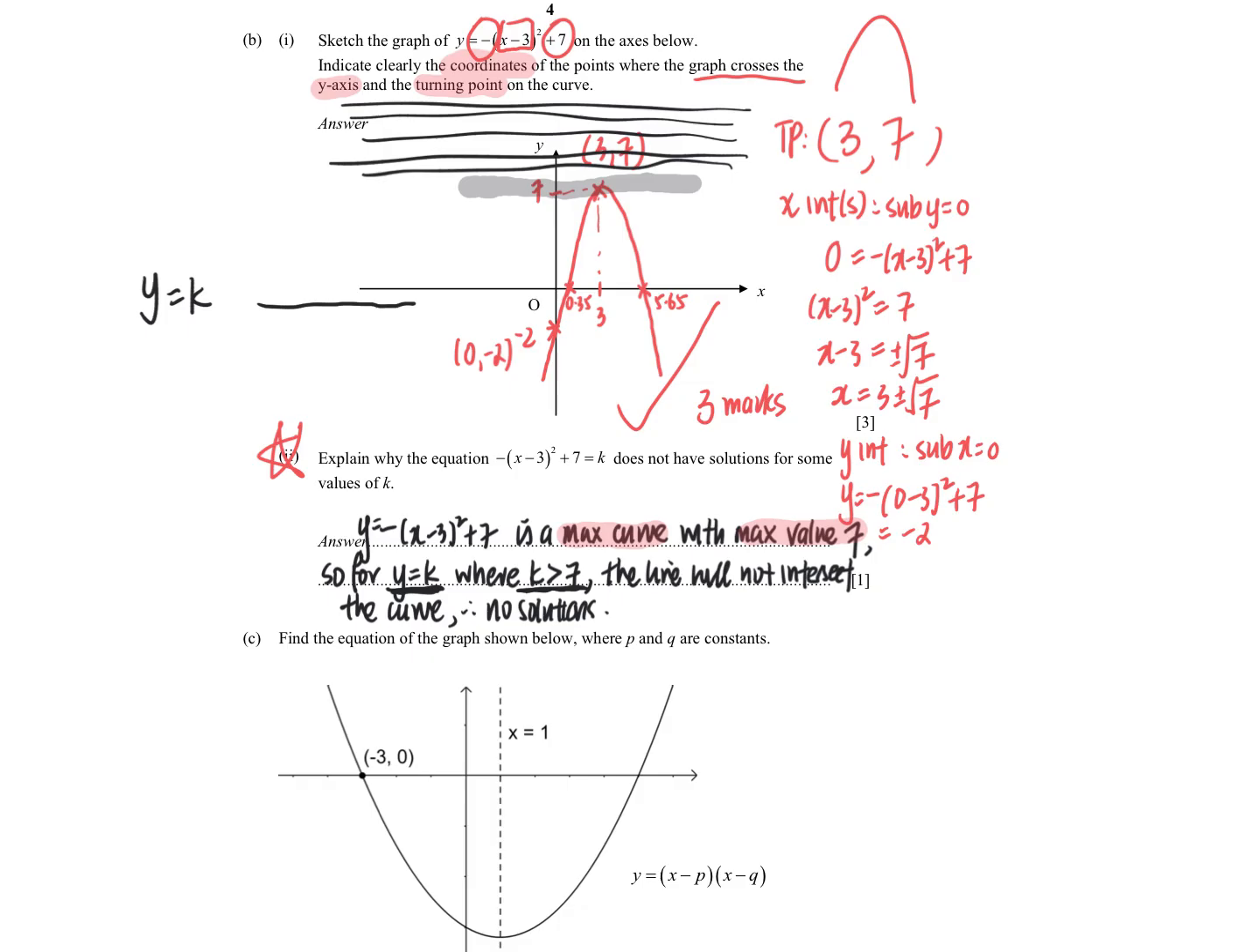How do I know the line is? Oh no, I mentioned that if it's greater than 7, it will not cut. Because they say for some values, so I'm telling them it's 7 and above. Oh no, above 7. Don't include 7.